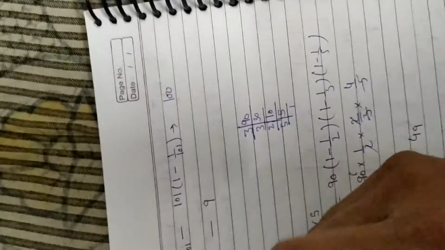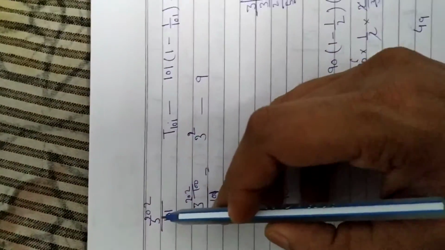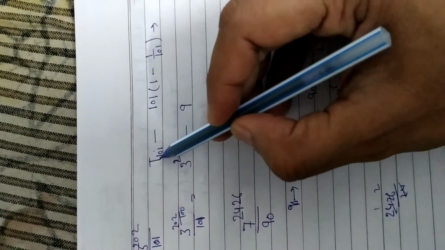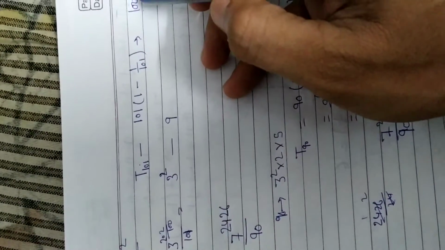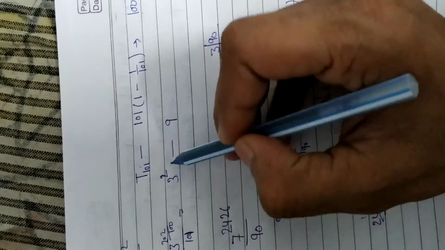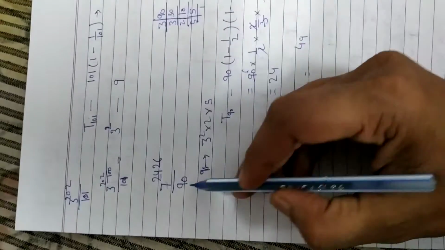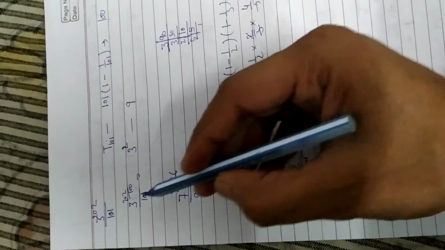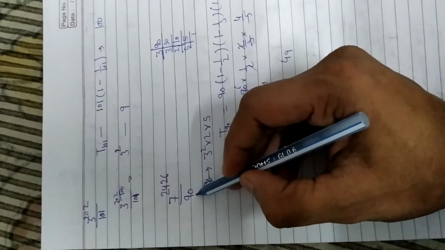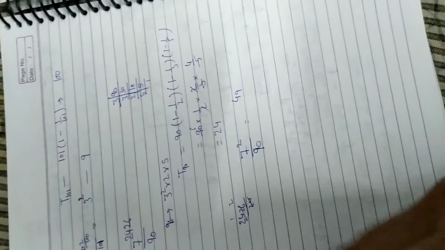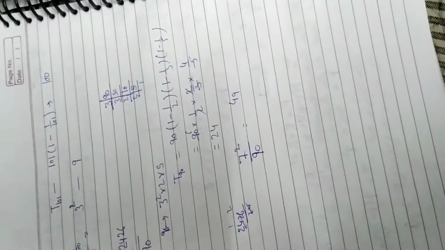Now suppose you get this type of question, 3 power 202 divided by 101. You will find the quotient of 101, divide by 2, and you will find the answer. Okay, now here what will we do? Because here there is a prime number, but 90 is not a prime number. So we will change it into fraction form.